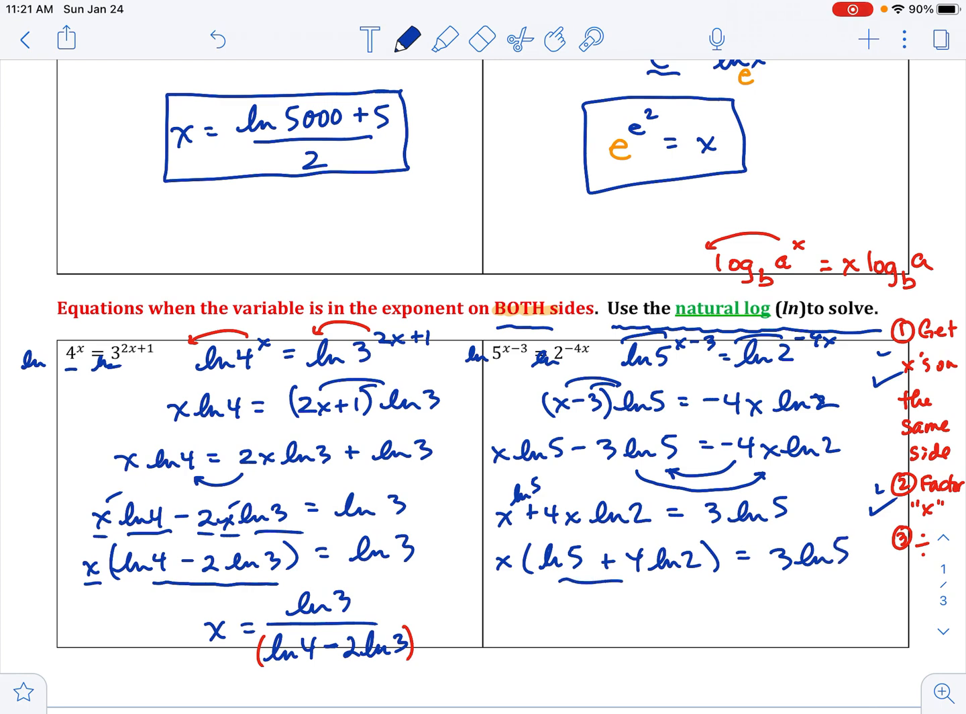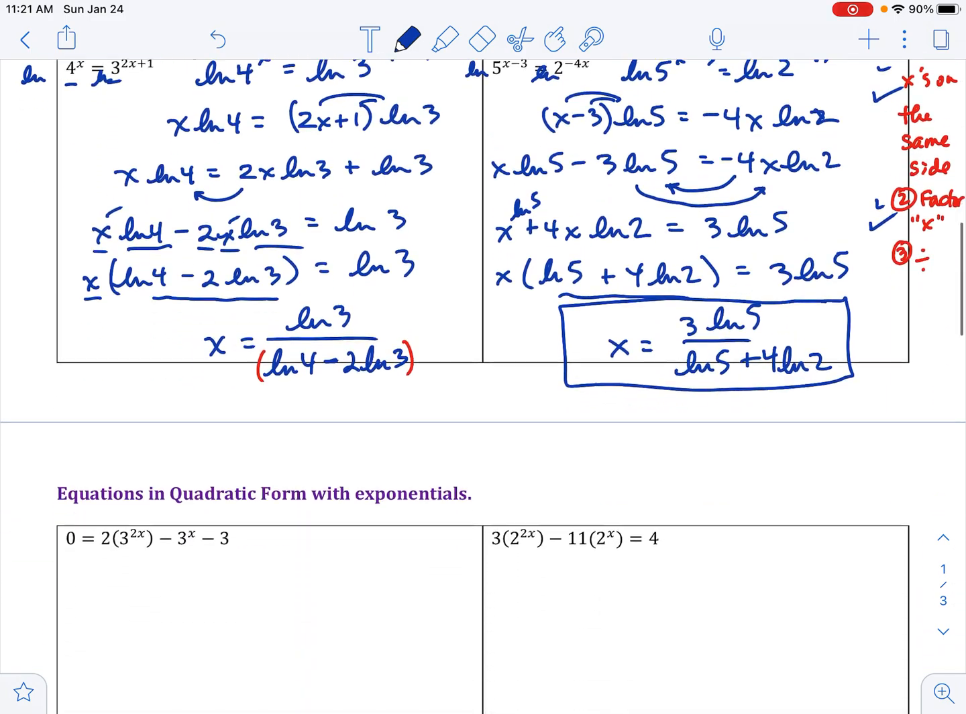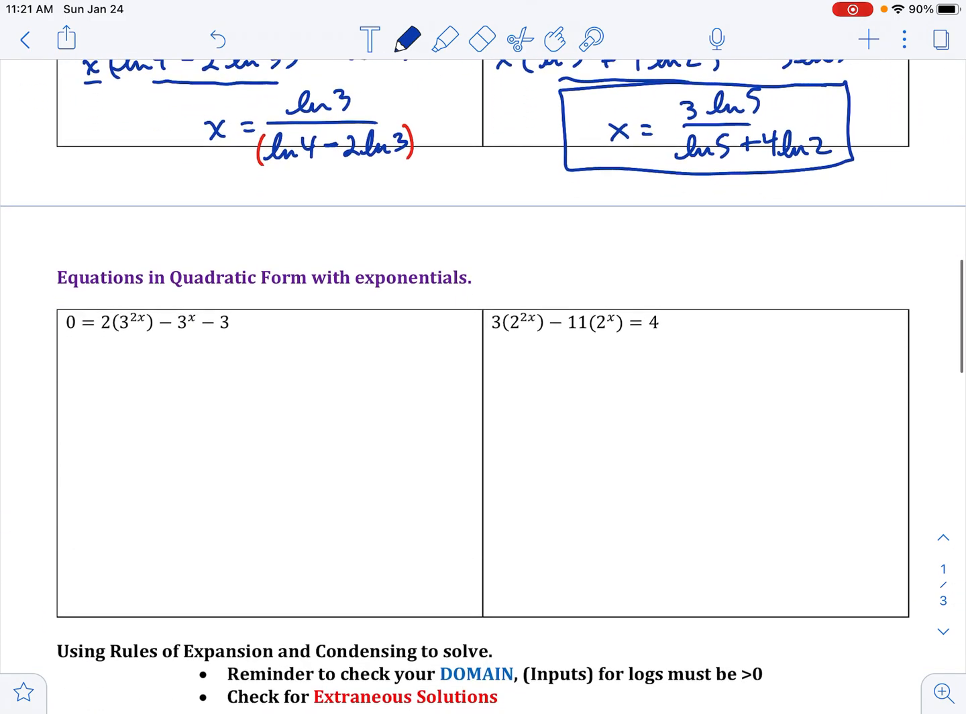Divide everything by the parentheses, and x is equal to 3 ln 5, all divided by ln 5 plus 4 ln 2. Again, do not cancel these ln 5s. And we are just leaving it like that. We're going to leave it as an exact answer. All right.